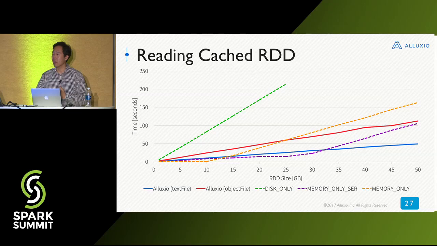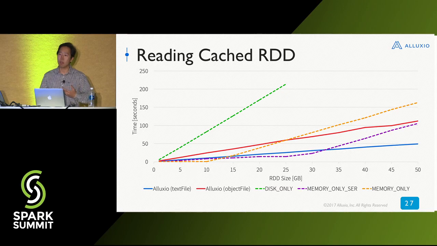So at a certain point, reading from Alluxio essentially scales linearly. As you can see, as the RDD size grows, the slope is essentially constant. One thing to note is that the blue line, which is Alluxio text file, is faster than the red line, which is Alluxio object file. That's because reading from a text file has less serialization and deserialization involved. But not all RDDs can be represented as text files, so that's one thing to consider. So these are our experiments with the RDD.